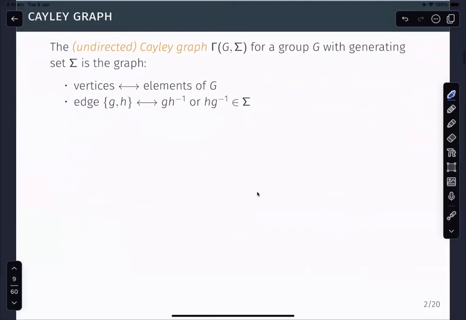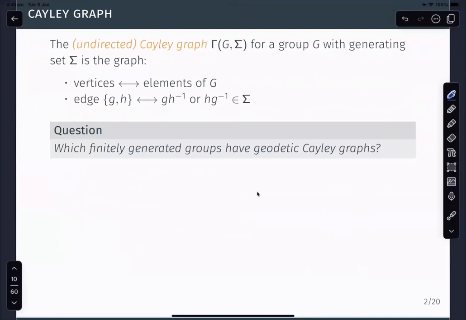An undirected Cayley graph, so I'm talking about undirected graphs here, has vertices as elements, and you put an undirected edge between any two vertices if they're connected by some generator, one way or the other. Question: which finitely generated groups have geodetic Cayley graphs?